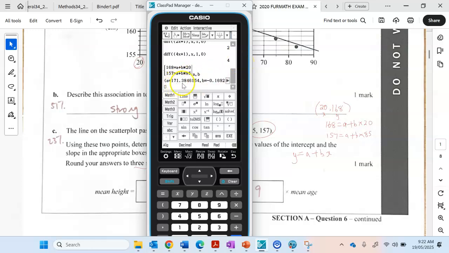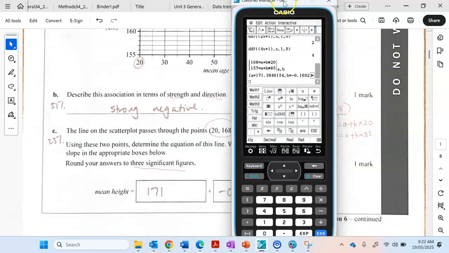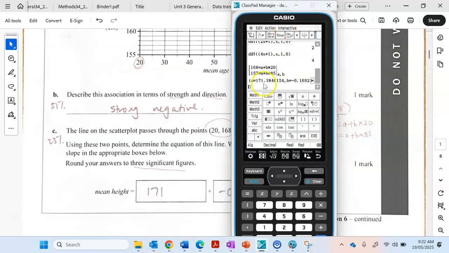All right, and it tells us to round to 3 significant figures. So the first one is 171. And then the second one is -0.169; the 0 we don't count as a significant figure. Now remember, if you do struggle with significant figures, because if you didn't round this correctly, you got the 171 and the b correct, you still wouldn't get that mark, unfortunately.